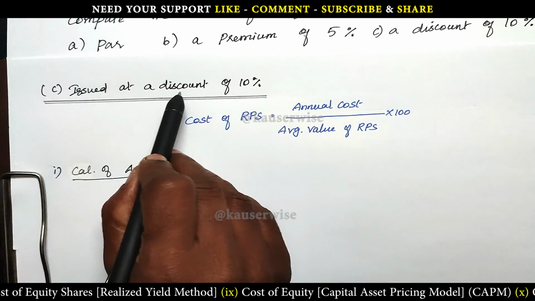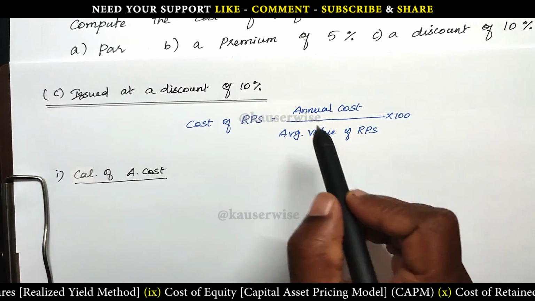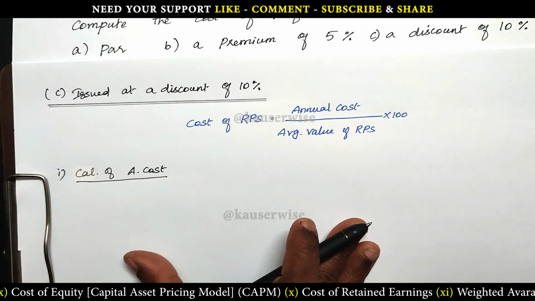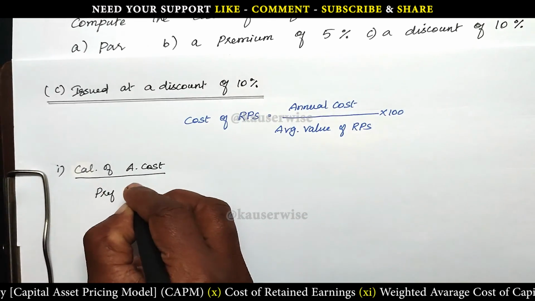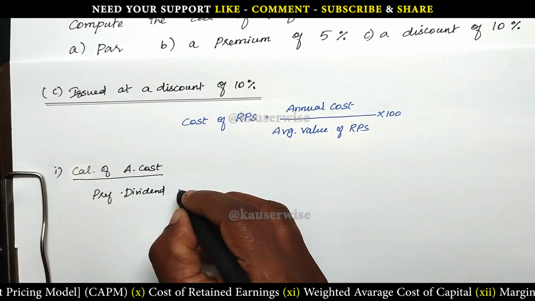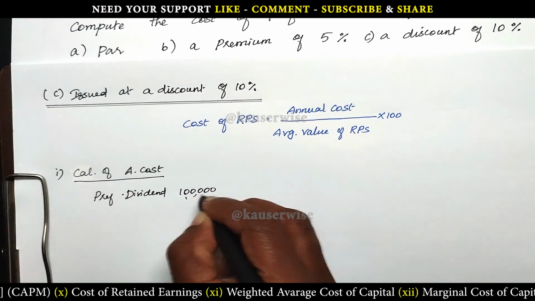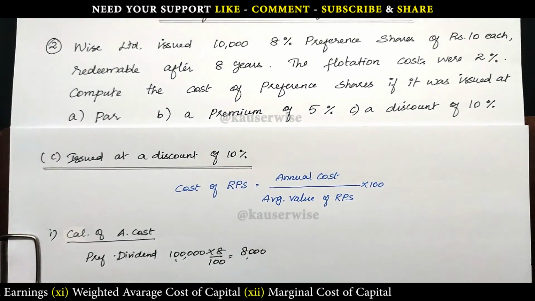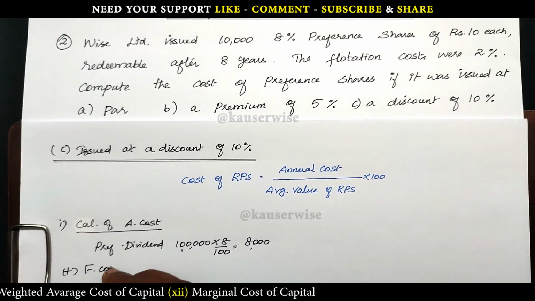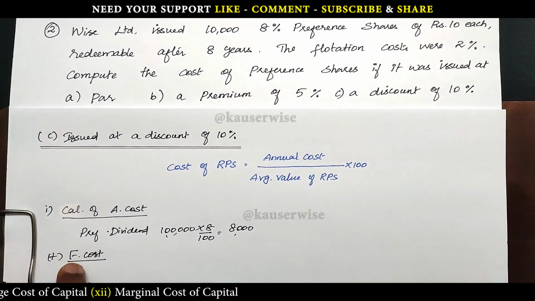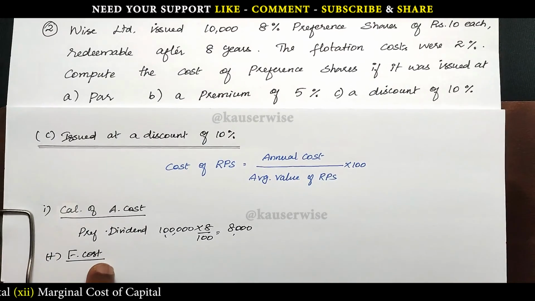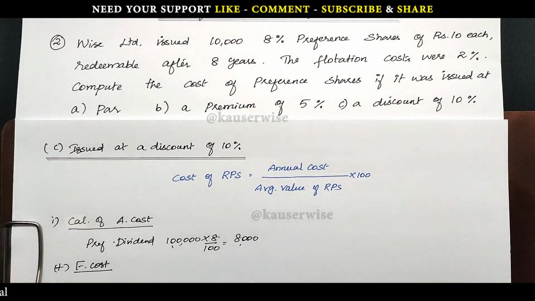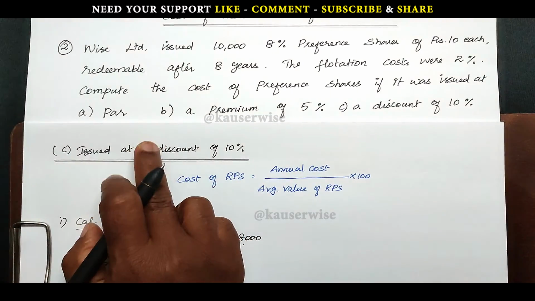Shares issued at a discount of 10%. So the same formula. First we are going to calculate the annual cost. Calculation of annual cost. What is the starting point? Preferential dividend. How much? 1 lakh face value, 1 lakh into 8%. 8,000 plus we need to add flotation cost. As I told earlier, flotation cost is calculated based on face value or issue price, whichever is higher will be taken into consideration.